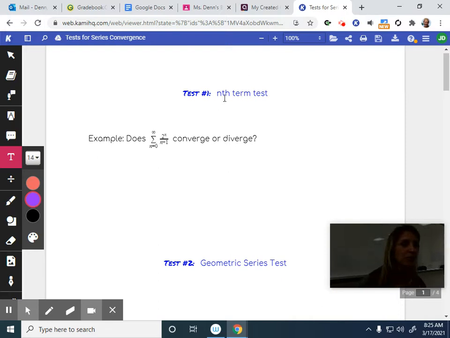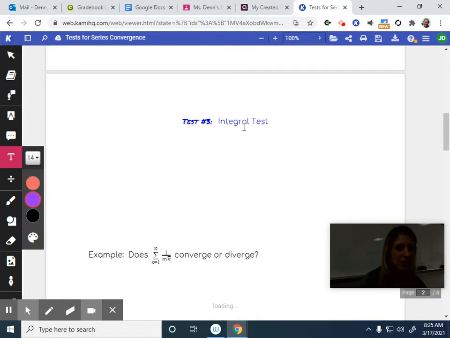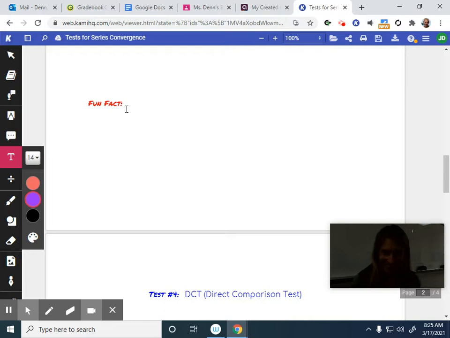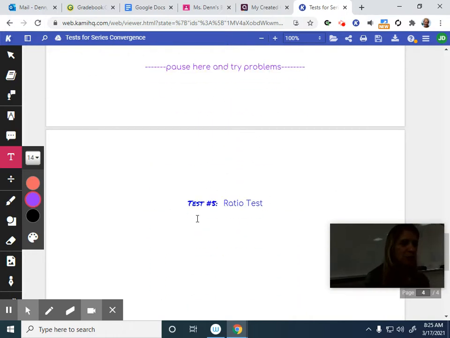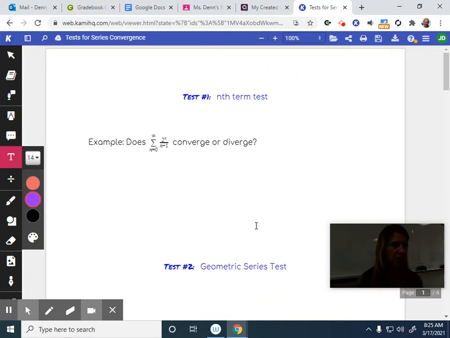So to go through here, the nth term test is the first one, then geometric series, then the integral test. Oh, wait for the fun fact. So exciting. Then the direct comparison test. And then the 5th one is called the ratio test, and that will be a whole big lesson in and of itself. The ratio test is actually the most commonly used one. So why are we even doing the other ones? I hear ya. Just kidding. We'll use the other ones too. So we're going to go through these first 4 today.